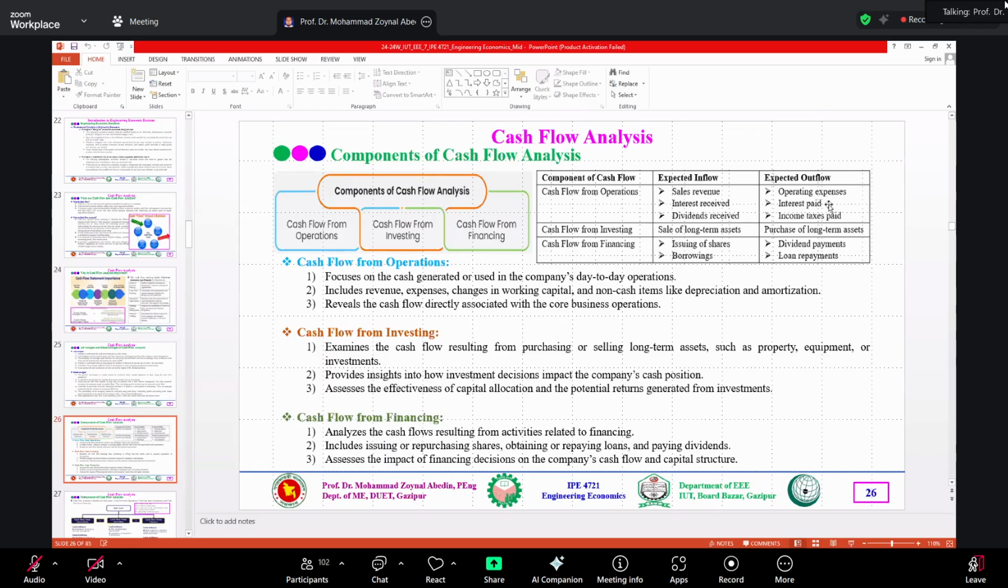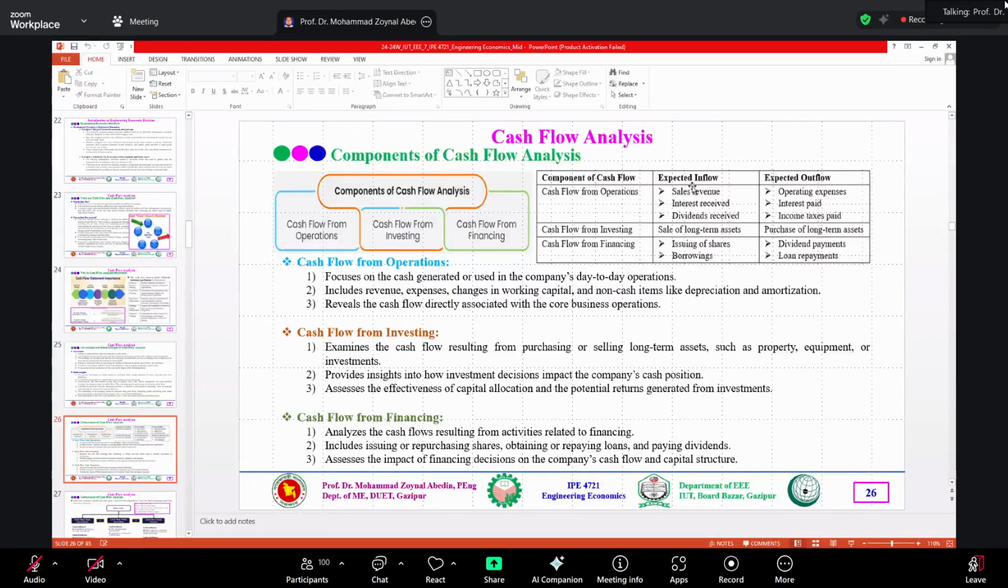On the other hand, outflow is the money which is going out from your pocket. Operating expenses: you have to pay money to your employees. That's the operating expenses. Interest paid. Here, interest received, very carefully mind it, is the cash inflow. Interest paid, the money will go out from your pocket due to the interest payment. So this is the outflow. Income taxes paid: the money you have to pay to the government. This is the income tax paid. The money will go out from your pocket.